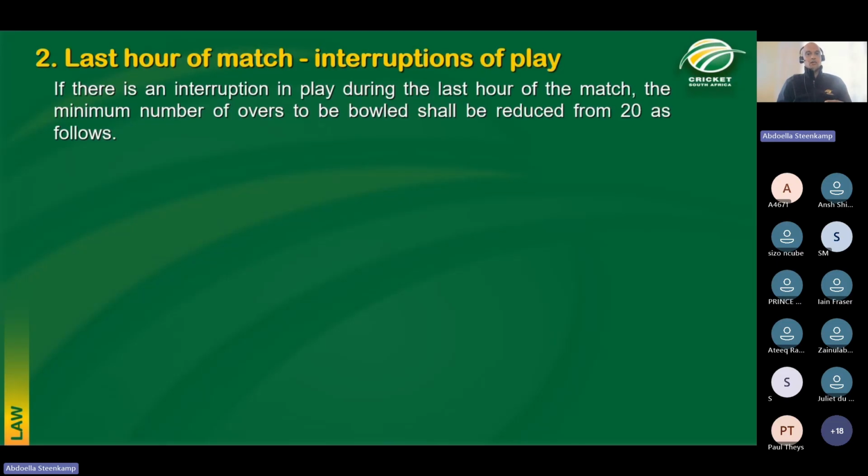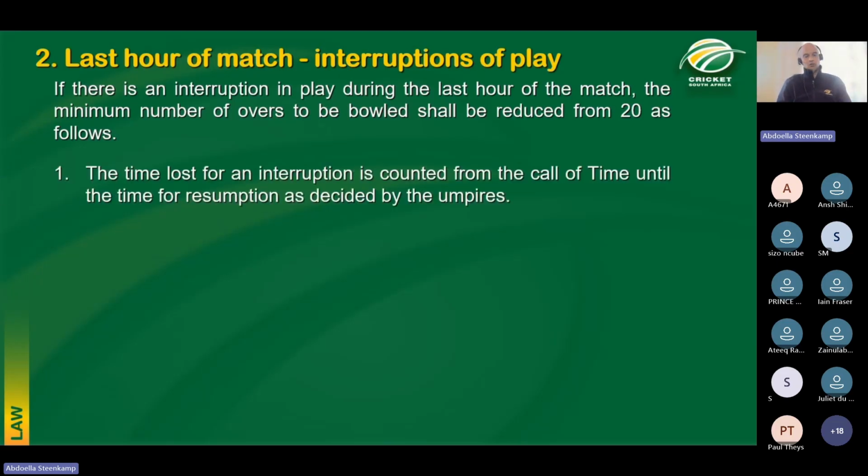So now the last hour has started, and let's say it now started to rain. We know at 1600 hours our last hour started, and we know the law wants 20 overs to be bowled. But what happens if it rains in that last hour? Do we lose overs? Don't we lose overs? Let's see what the law tells us. The law tells us, yes, we're going to lose overs. So how do we calculate how many overs we lose?